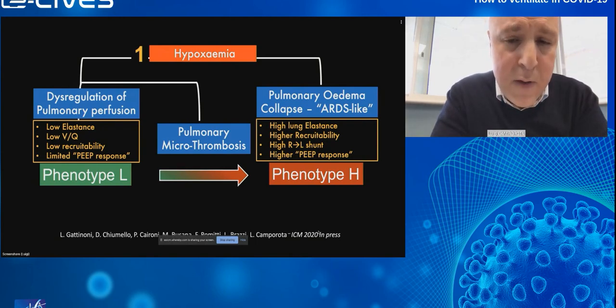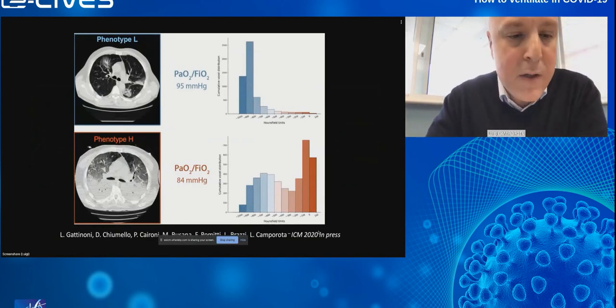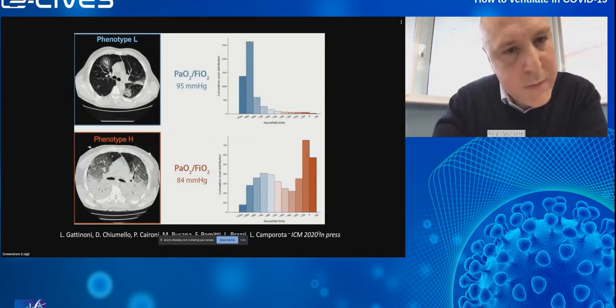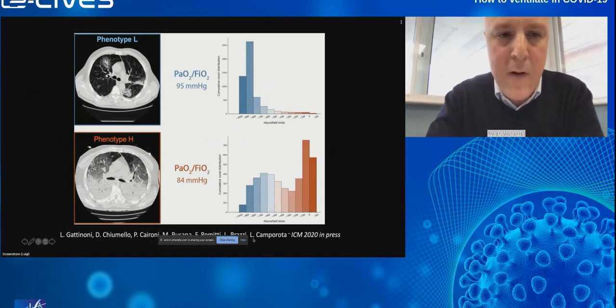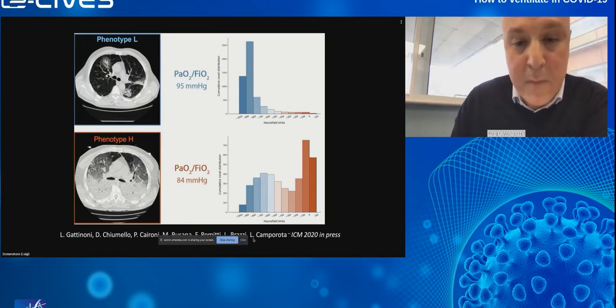So I think it's very important, when we conceptualize and see these patients at the bedside, to start an early categorization into these two phenotypes, because the treatment, or at least the management, is quite different. But it's also important, you can see the arrow that I put there, that some of the phenotype L will progress into phenotype H, depending either on disease progression, but also on the way we manage the early phase of phenotype L. And you can see this picture, taken from an editorial that will be in press very soon. Despite the same PF ratio, the CT scan appearance is completely different, and the distribution of normal lung and consolidated lung is quite different between the two categories.